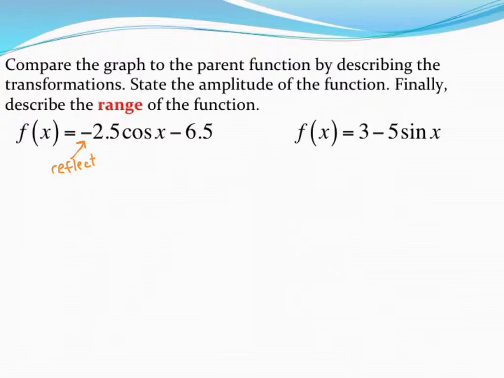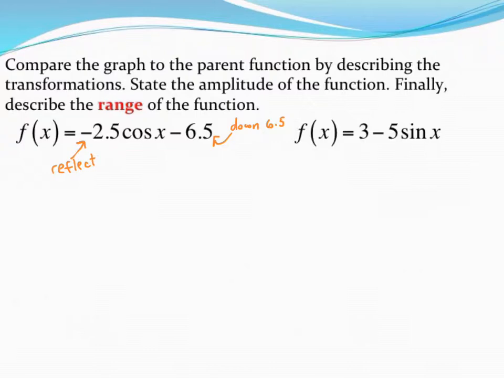Also, I notice that I have a number being subtracted or added to my function. That's going to have the effect of moving the graph up or down, and specifically when we start graphing these in a moment, or in another video, we're going to see that that actually is going to move our midline up or down, which will affect what our graph looks like. So there's the two transformations I'm looking for in this first function.